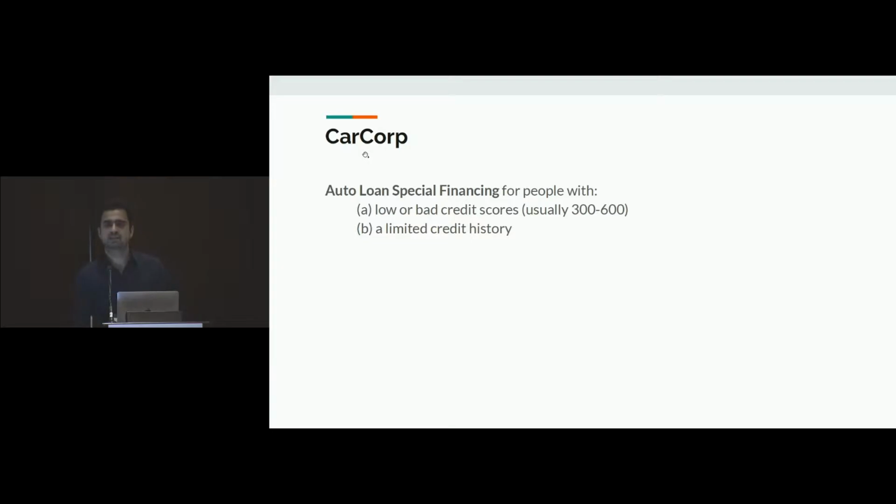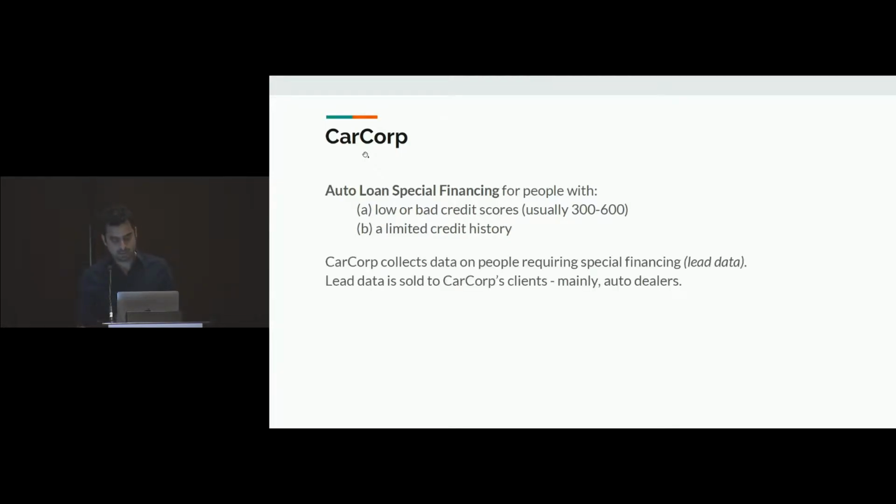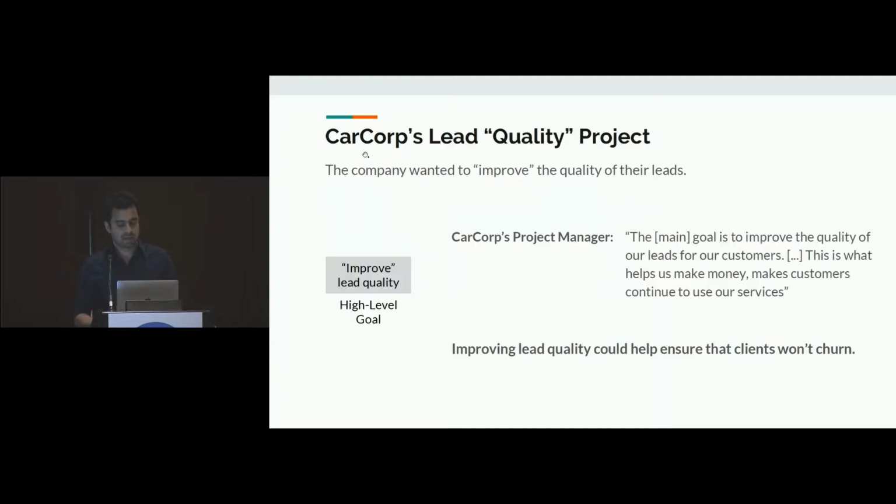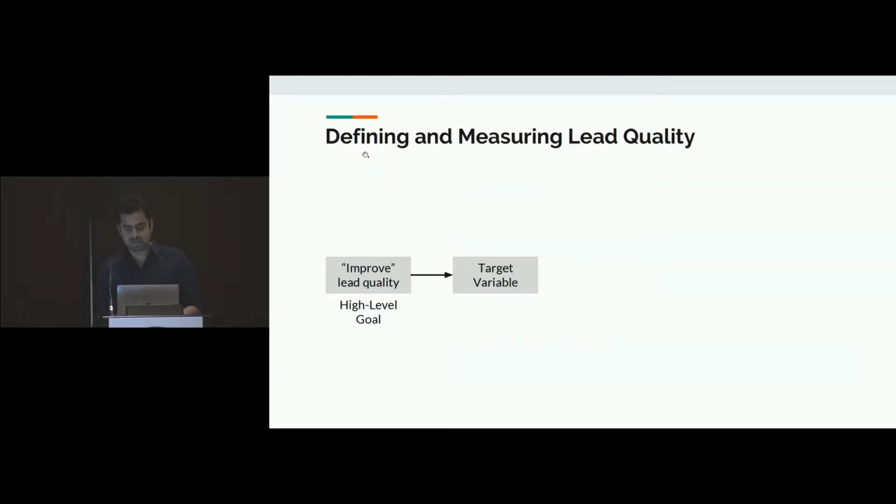CarCorp provides special financing services for car loans, a niche branch of financing for people who either have low or bad credit scores or a limited credit history. The company collects data on people requiring special financing for cars with the hope of generating leads for car dealers looking for potential customers. In this project, CarCorp's high-level goal was to improve the quality of the lead data. Improving lead quality could help ensure that existing clients do not churn, that they continue to give their business to CarCorp. Early discussions between the business and data science teams revolved around 2 key questions.